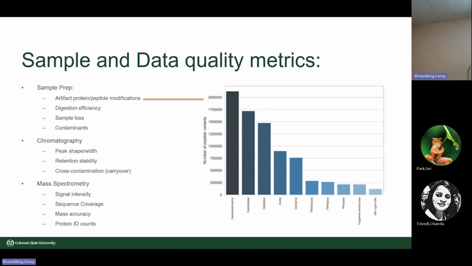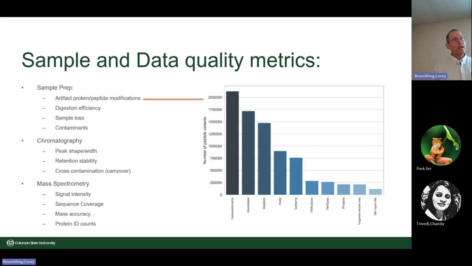We can also be looking at digestion efficiency. We can look at that by looking at how many miscleavages we see. If we see relatively low miscleavages all the way across the experiment, we know we're good. If we see low miscleavage in the controls but high in the treatment, that's a problem. That's another confounding variable, and it's pointing us to a sample prep digestion problem. Sample loss: how much peptide or protein do we recover from a given amount of tissue?